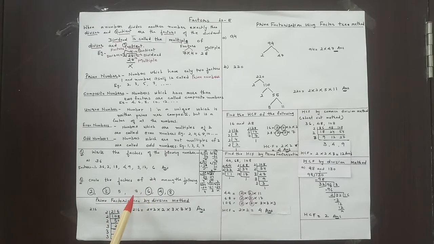And when we divide by 7, 7 threes are 21. And when you subtract it, you get the remainder 3. So 7 is also not a factor of 24.